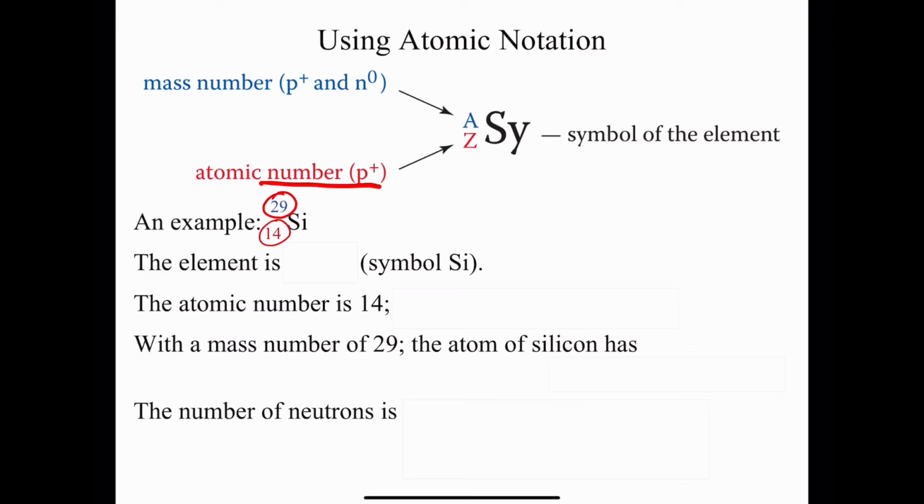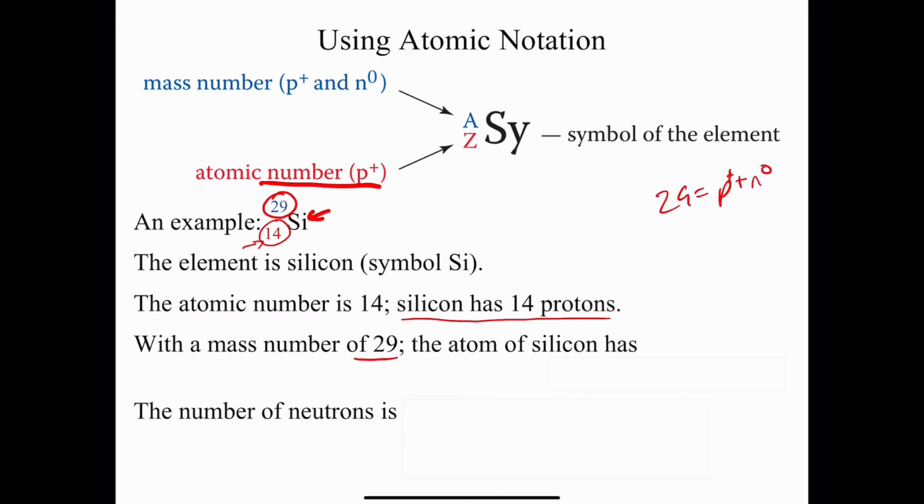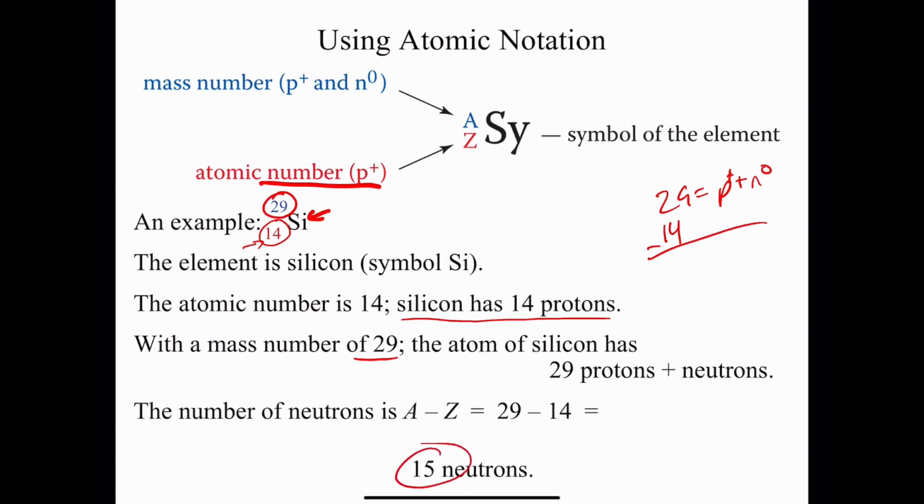So going off of the symbol, but also if we're having trouble finding the symbol, we can go off of the number. This element must be silicon. It's actually right next to aluminum. Atomic number 14 is telling us that silicon has 14 protons. And then with a mass number of 29, we can figure out how many neutrons it has. By simple subtraction, if 29 is the protons plus the neutrons, and we know that it has 14 protons, we can subtract to figure out that it has 15 neutrons.